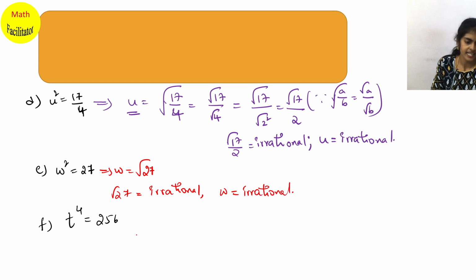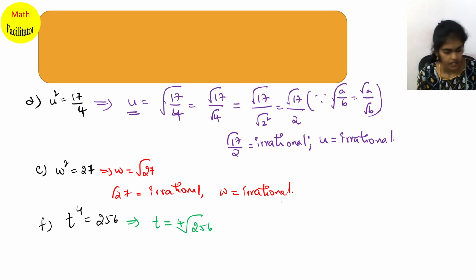Okay. Next one, t power 4 equal to 256, which means can I write t is equal to the fourth root of 256? Can I write this t equal to fourth root of 256? Okay, now let us find the root of this. So, 256.